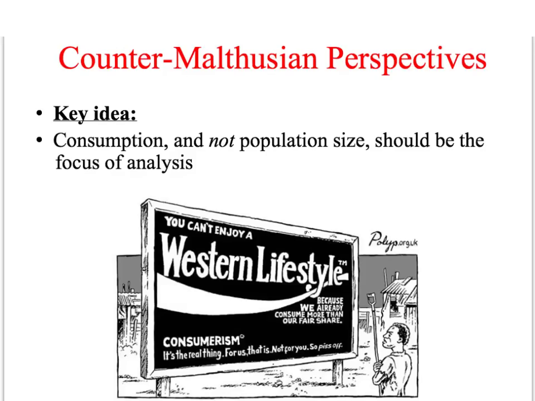Finally, there's one other main criticism of the Malthusian perspectives. There are some sociologists who would argue that population isn't really the problem at all. Instead, they argue that there are enough resources to go around, but the problem is that the rich world consumes more than its fair share.